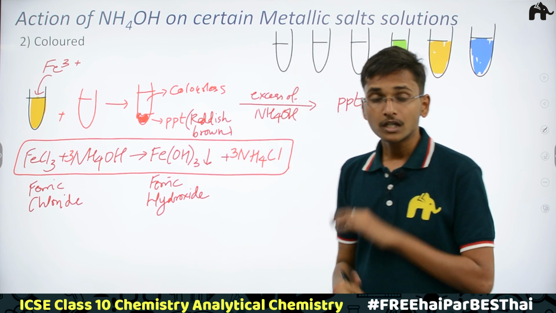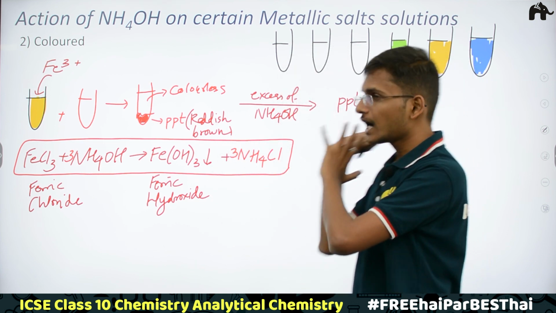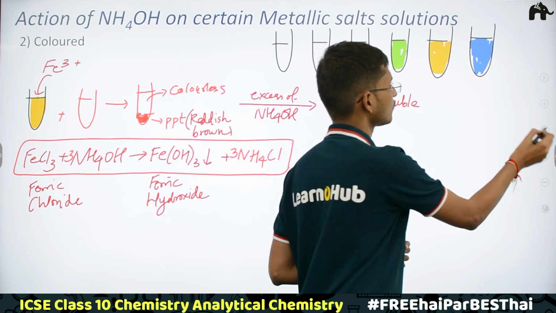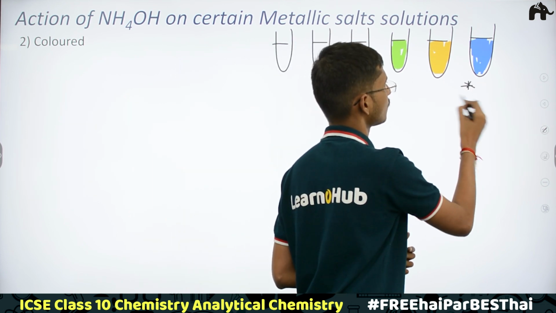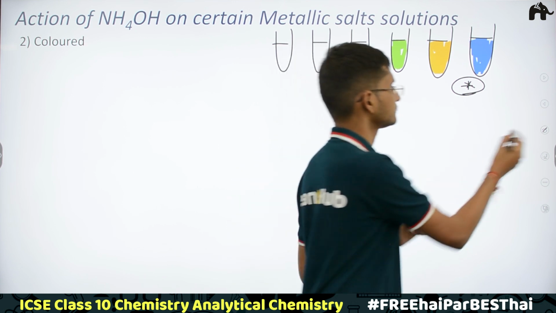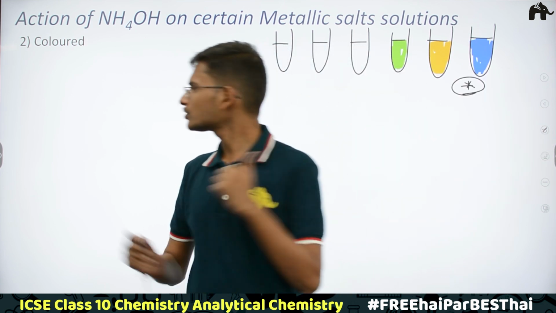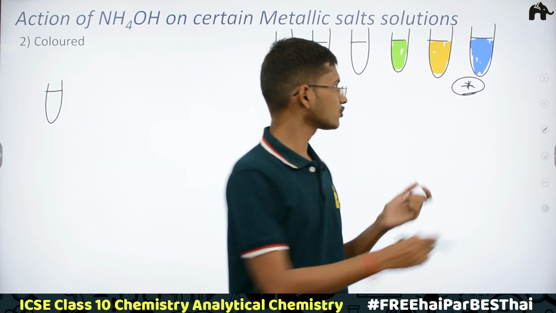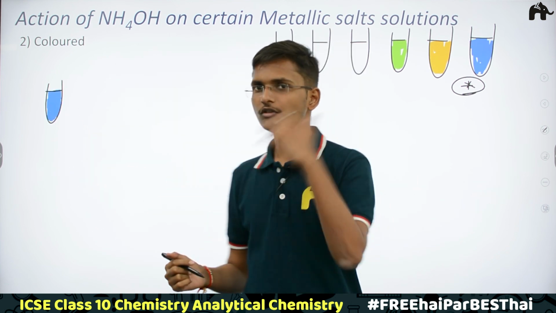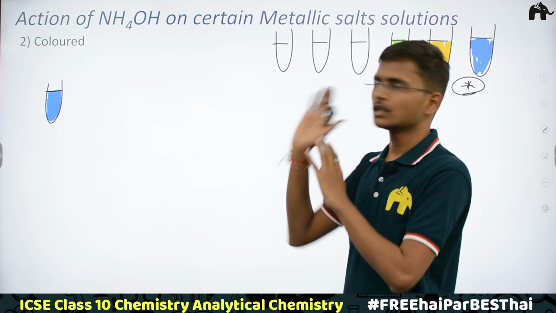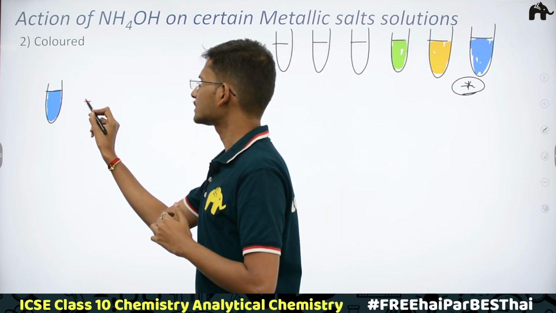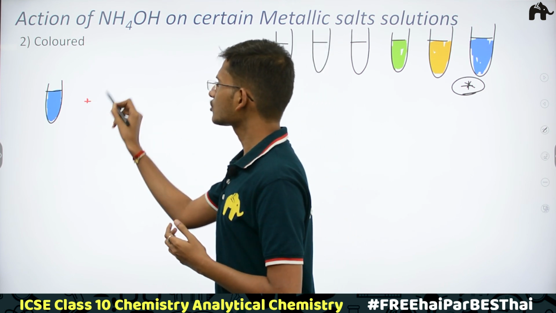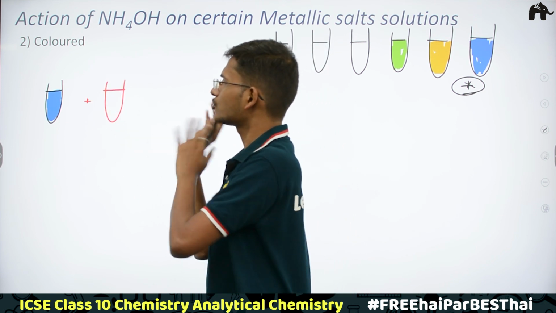Very simple. Now moving ahead to the last colored metallic salt solution, and this is a special case. Why I'm telling you it is a special case, let's see. So I'm making this bluish colored metallic salt solution. Very interesting solution it is. Now let's do the same thing with it also. It also has to go through the same process. Your special case, but not that special. You also have to go through the same process.